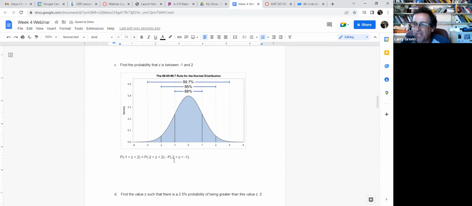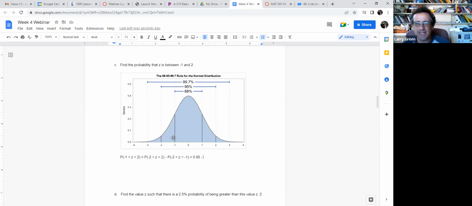Any questions on piecing this together? Trying to do pieces of stuff we know and then stuff that we can figure out eventually. All right, so that is equal to 0.95, because that's the probability that we're between -2 and 2. And then we have to subtract, and now we go to this little piece here.